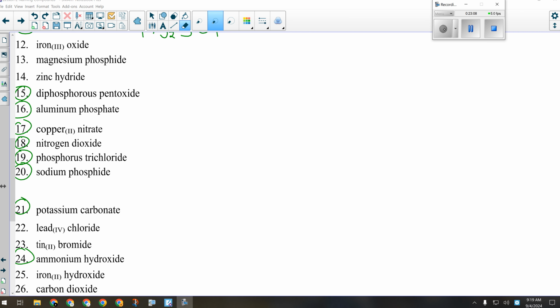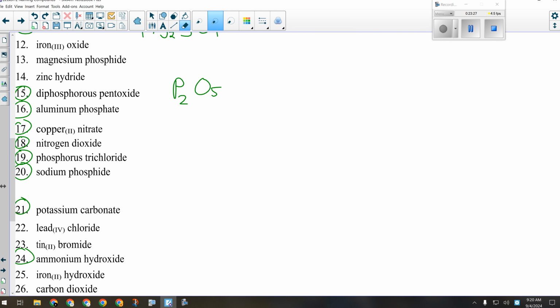Okay, let's have a look at these ones here. For 15, we've got diphosphorus pentaoxide, ionic or molecular? Molecular, it's full of prefixes, right? Diphosphorus means P2. Pentaoxide is 5. All right, done with that one.